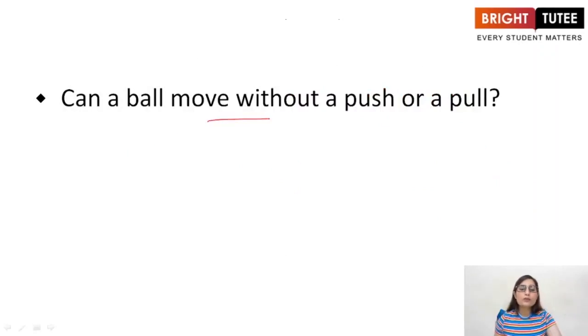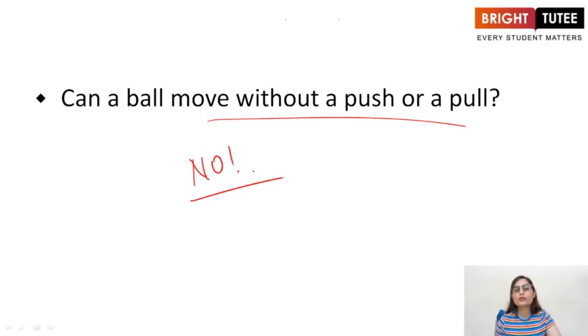Can a ball move without a push or a pull? For example, a ball is in a field, has been kept on the ground. Can it move by itself? No. Because no other body is interacting with that ball, the ball will not move by itself, right?